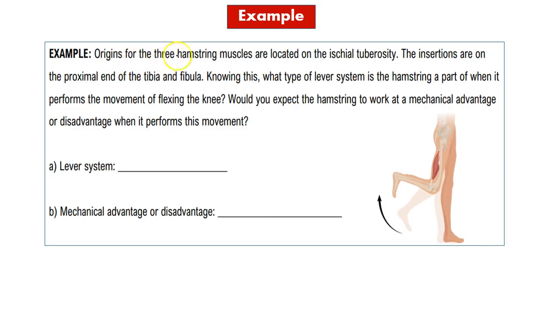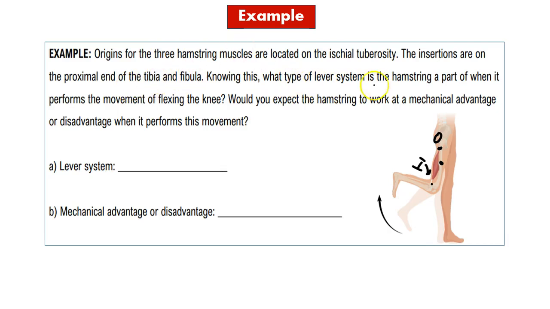Origins of the 3 hamstring muscles are located on the ischial tuberosity. So we see our origin here, and it says origin, so we do have a couple of origins on these hamstring muscles. And therefore, if this is the origin, then my insertion has to be right here. I'm going to just make sure I write a dot and put an I. Okay? The insertions are on the proximal end of the tibia and fibula.